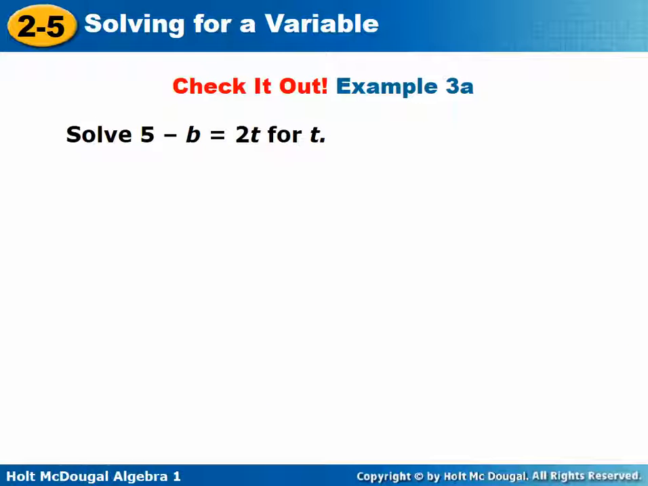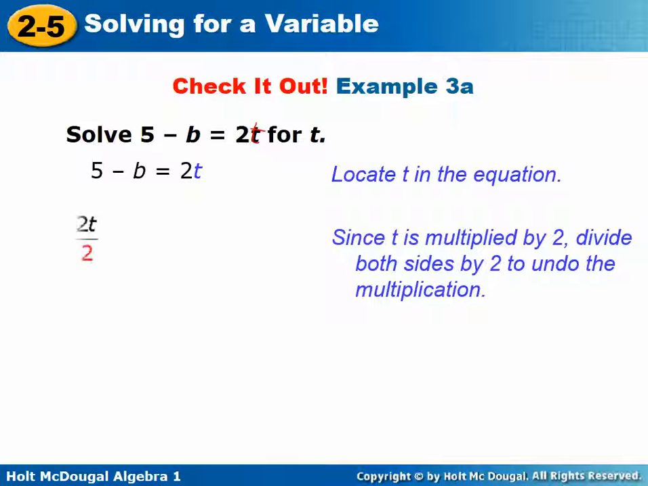This is just another example. In this one, we have t, we're solving for t, and it's being multiplied by 2. So we need to divide by 2. When you divide by 2, you have to divide everything by 2, not just some of it. So when we divide by 2, you can put a line under the whole thing, and then we get that 5 minus b all divided by 2 is equal to t.